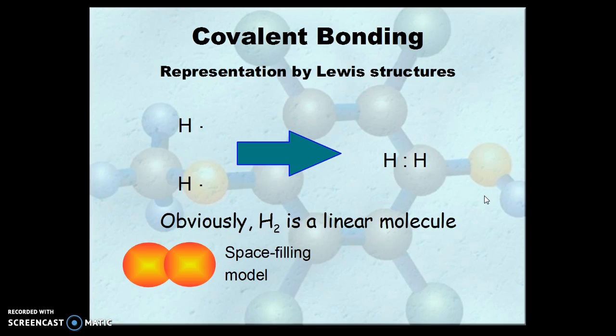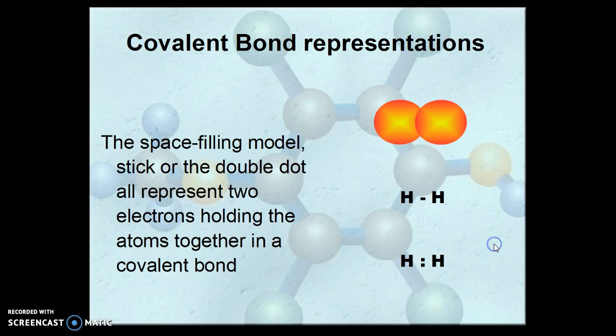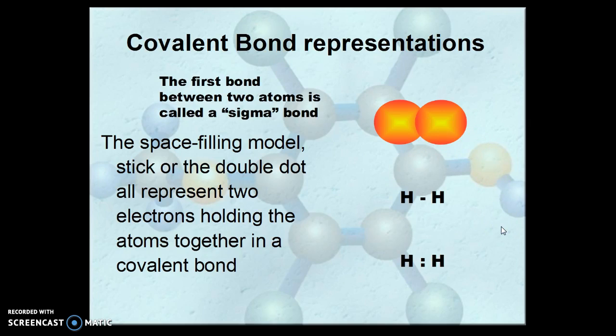This is very easy to do with a graphics program. And you may also know that a bonding pair can be represented with a line or a stick. And that's another way to show a chemical covalent bond. So the space-filling model, the stick, or the double dot all represent two electrons holding the atoms together in a covalent bond. Now the first bond between two atoms, the one right between the two nuclei, is called a sigma bond. This is going to be important when you get to AP chemistry.